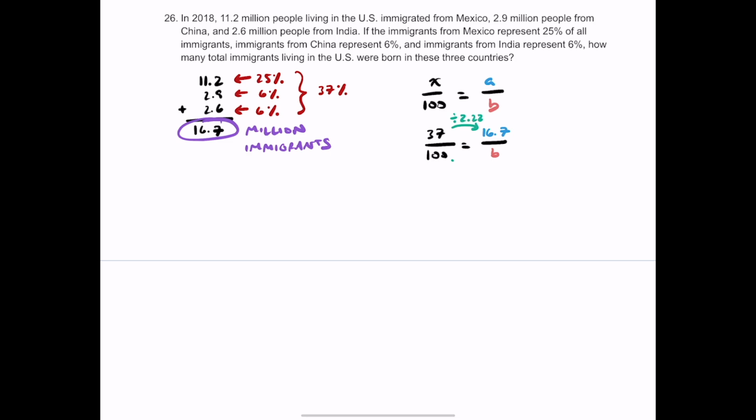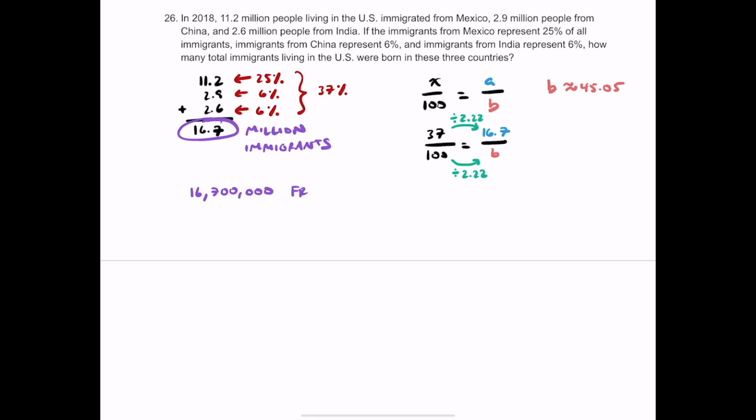So it's not exact, but again, I'm just rounding for the sake of being able to understand what the values are. So 100 divided by 2.22 is going to be about 45.05. So I can say B is roughly 45.05. So we now know, how many million immigrants came from these three countries? Well, we already figured out that 16.7 million. I'm going to go ahead and write 16 with 700,000, 16.7 million immigrants from these three countries.